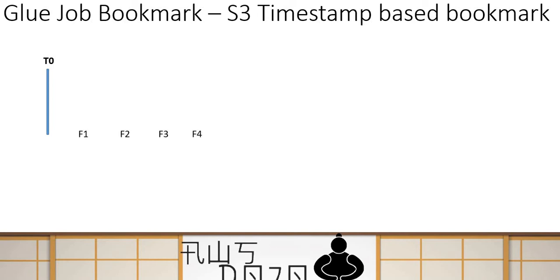So let's take an example that at some point T0, you configured your glue job, and then your S3 has got 4 files. And again, I'm taking this example from one of the glue documentation. You might want to go and read it to understand it more. But let me recreate that example here, because it's a very interesting one. So at the time of T0, you created some glue job, and then in your S3 bucket, you have got F1, F2, F3, F4, 4 files created.